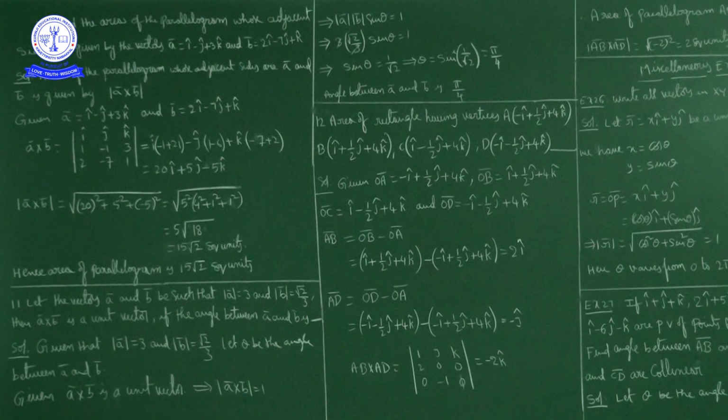The area of a parallelogram whose adjacent sides are a bar and b bar is the modulus of a bar cross b bar. Okay, this is the formula. So first of all, find a bar cross b bar.